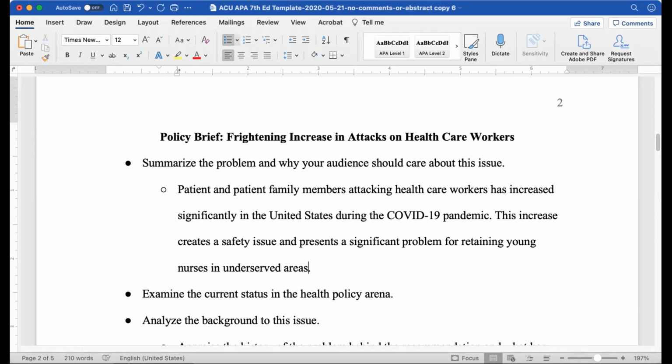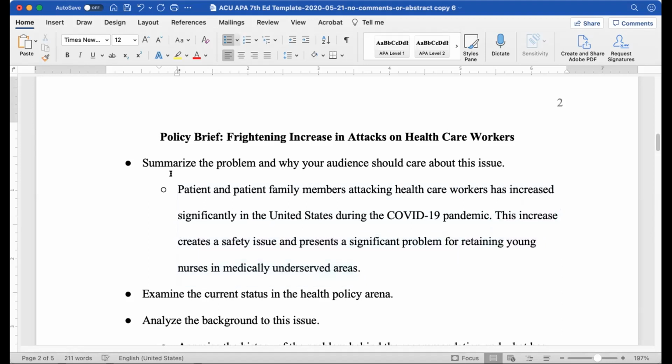And we want to be specific. So don't just say underserved areas because that can mean many things. Let's focus in on medically underserved areas. So now we have a phenomenon. We're saying that phenomenon is a safety issue, and that's a significant problem for trying to do this.